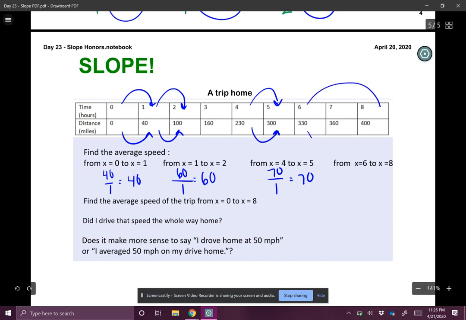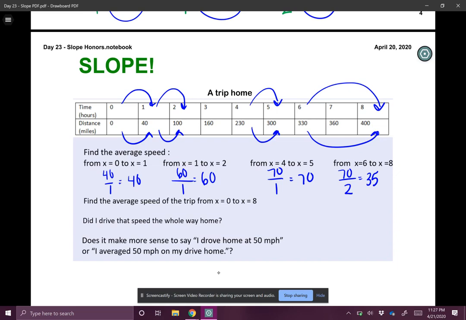And then we're going to look at our average rate of change from 6 to 8. So our change from 6 to 8 is a plus 2, and our change from 330 to 400 is 70. 70 divided by 2 gives us 35. So our average rate of change from x equals 6 to x equals 8 is 35 miles per hour.